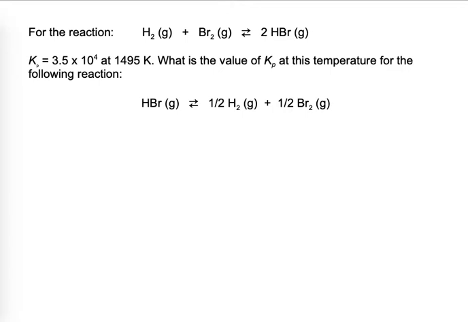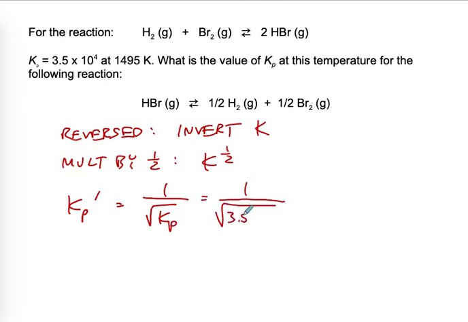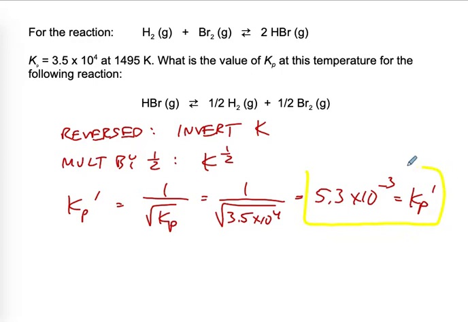Well, we can see that we did 2 things. First of all, we reversed the equation. So that means we invert or take the reciprocal of K. And we also multiplied the equation by 1/2. So that means we take K to the 1/2 power. So Kp prime is going to be 1 over the square root of the given Kp, which is 1 over the square root of 3.5 times 10 to the 4th, which is equal to 5.3 times 10 to the negative 3rd, which would be Kp prime for the manipulated equation.